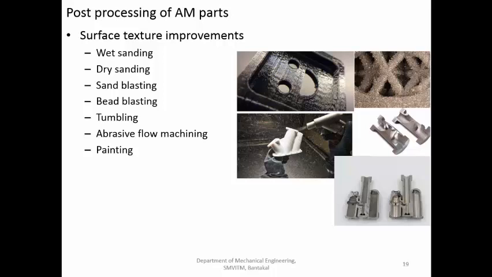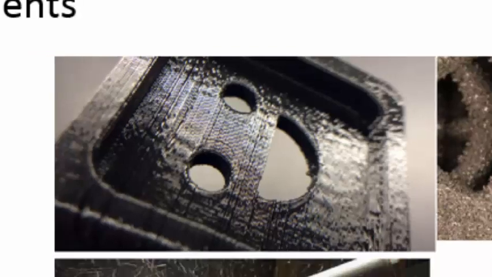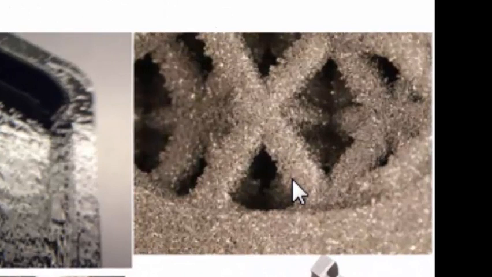Next one is surface texture improvement. Whatever additive manufactured component you are creating, you are creating it layer by layer. At the boundary all the layers may not be very uniform, there may be some kind of unevenness. You can see here, whatever lines you are seeing, that is because each line represents one layer. Because you can see layers separately, you will not have a very smooth surface. You can see this is the discrete particle system. At the boundary you can see some roughness.